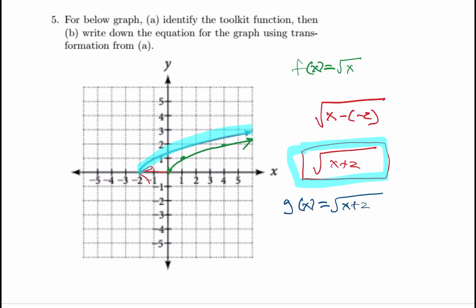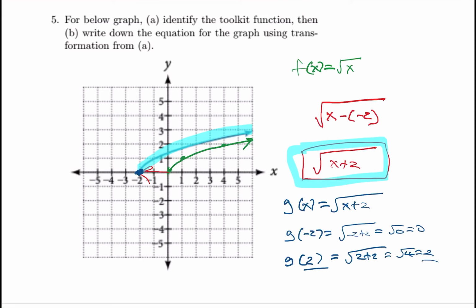Okay. So then we can try some points. g of negative 2 gives me negative 2 plus 2, which is 0, right? So we have the point negative 2 comma 0 right here, which is on this graph. Okay, we can try another point. Let's say g of positive 2. Then we get square root of 2 plus 2, which is square root of 4, which gives us 2, which means the point 2 comma 2. When x is 2, it's right here. So we can always check our answer by testing some points.